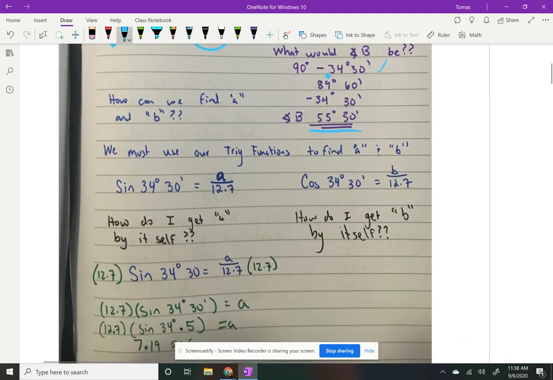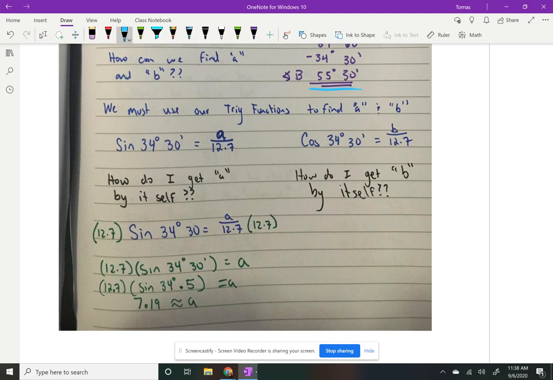Okay. Well, how do I get A? Well, I want to get rid of this divide by 12.7. So I multiply 12.7 to both sides, and I get this one. Now, when you're putting it in the calculator, you cannot put 30 minutes in the calculator. So we have to convert that back to decimals. Remember, we take this number and divide by 60, and whatever decimal we get, we put it right there. So when you type this into your calculator, you're going to get A equals 7.9.